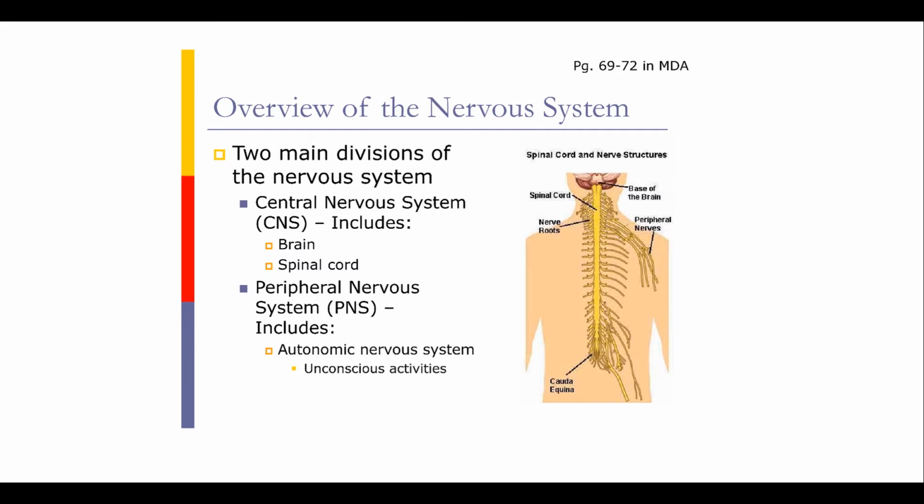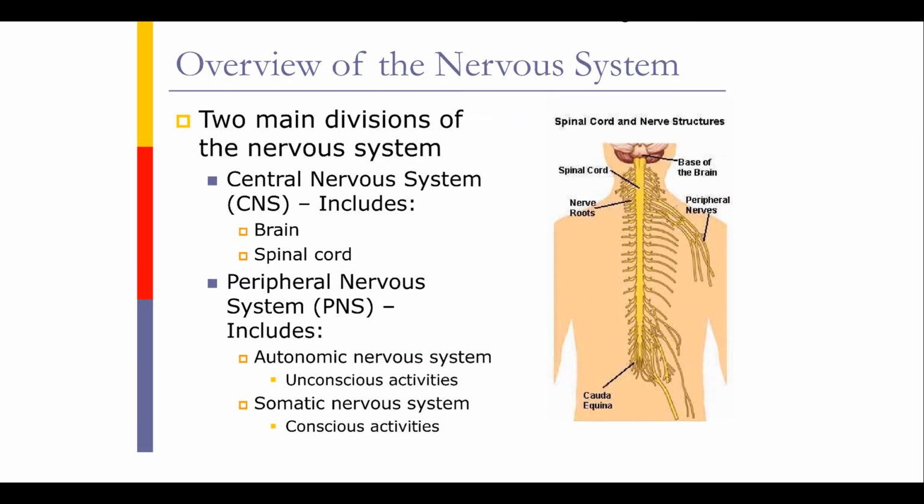Now there are two types of peripheral nerves. The autonomic nervous system, as the word connotes, autonomic or automatic, is unconscious activity. That would be things like the heart beating, the nerves of the heart, the nerves in the stomach, things you don't have to think about to control. And then we have the somatic nervous system, which covers conscious activities like swallowing and moving the tongue. Those are conscious activities.